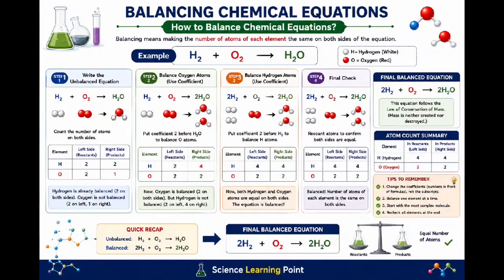So what should we do? Step 4, to balance hydrogen, place 2 before hydrogen gas. Now the equation becomes 2H2 plus O2 gives 2H2O. Let's count again. See, both sides are balanced. You count the number of hydrogen and the number of oxygen. That is 4 hydrogen on both sides and 2 oxygen on both sides. Okay, so this is the final balanced equation.